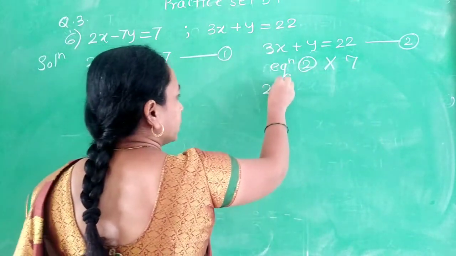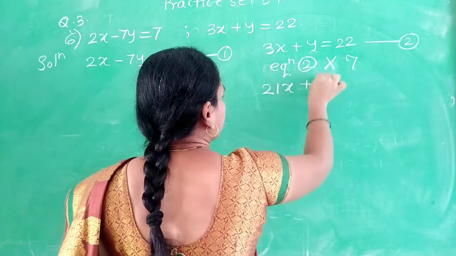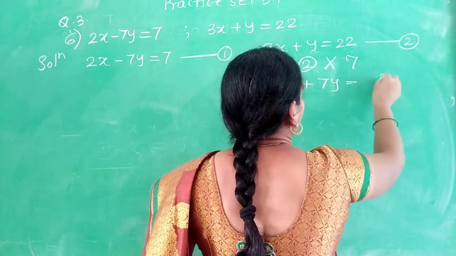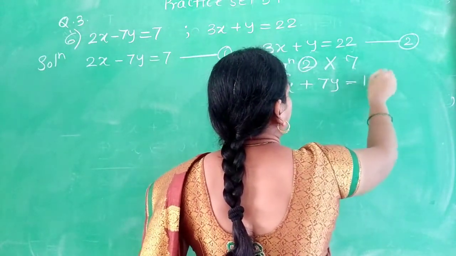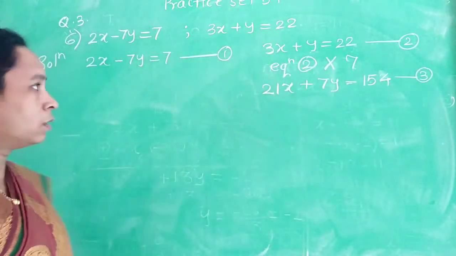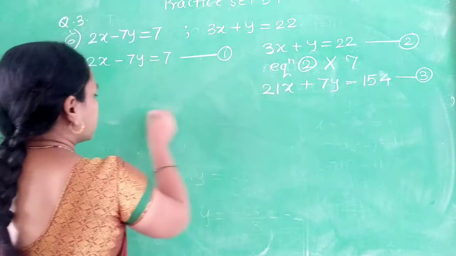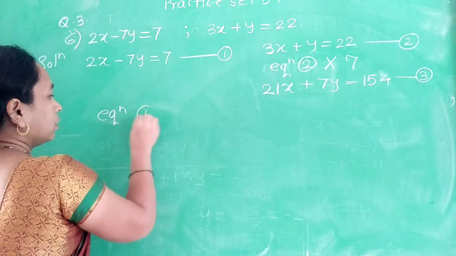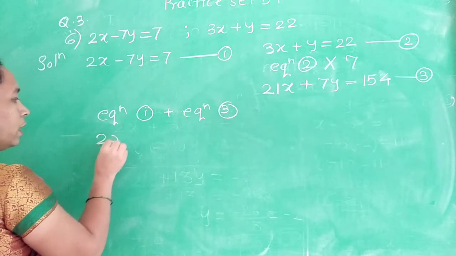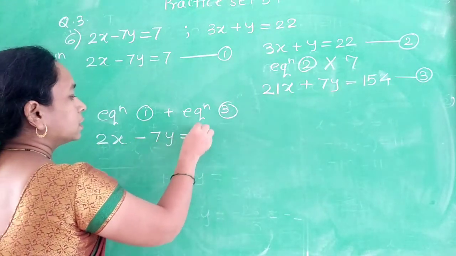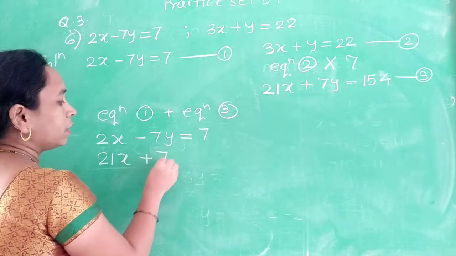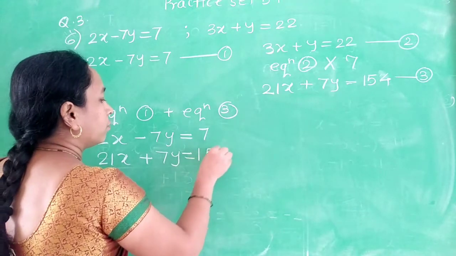So we will get 7 threes are 21x. Multiply here also, it is 7y. We will multiply there. So 7 twos are 14, and here 154, and this is equation number 3. We will add these two equations. So equation 1 plus equation 3. So we will get 2x minus 7y is equal to 7. Now equation 3, 21x plus 7y is equal to 154.